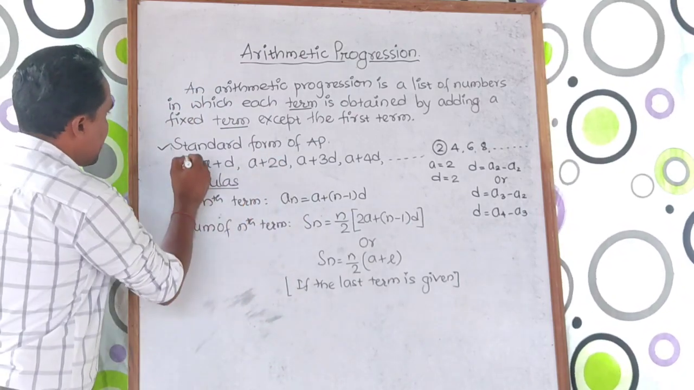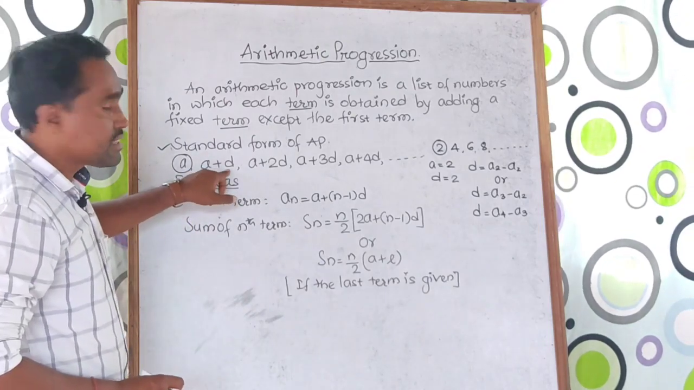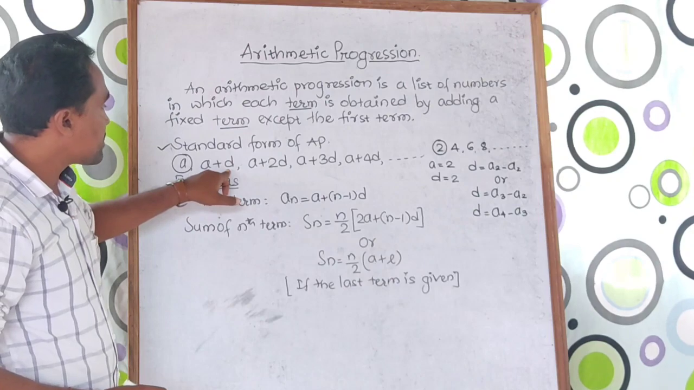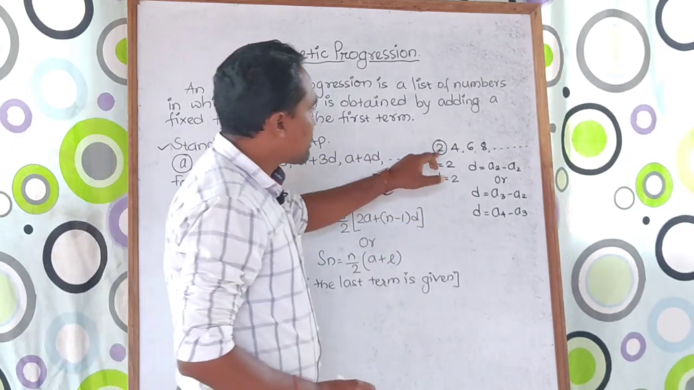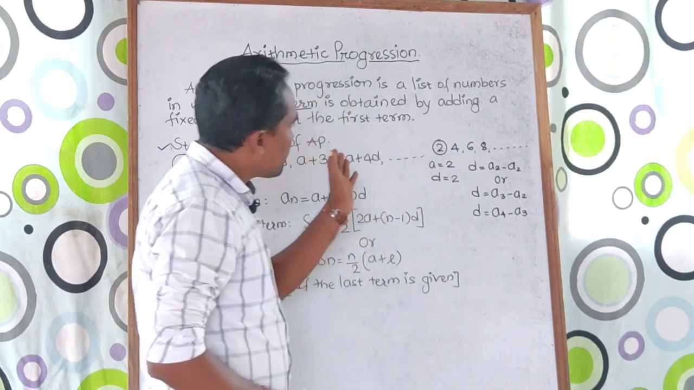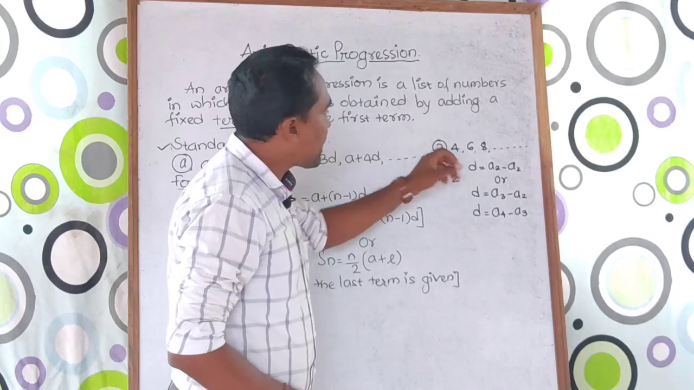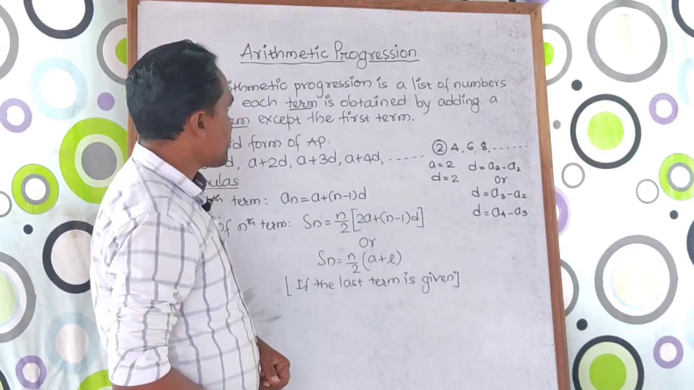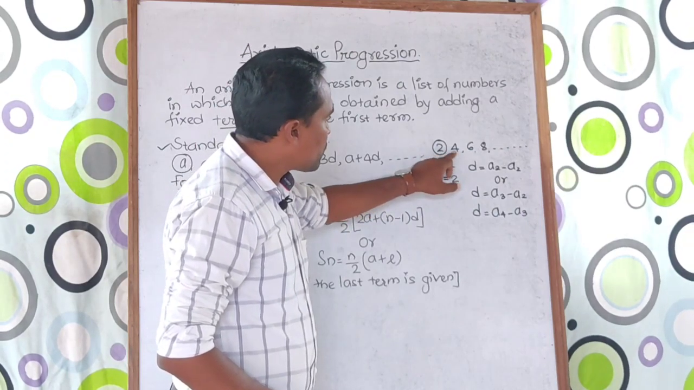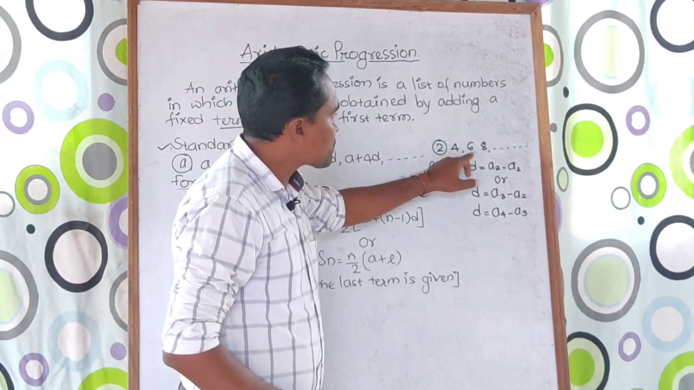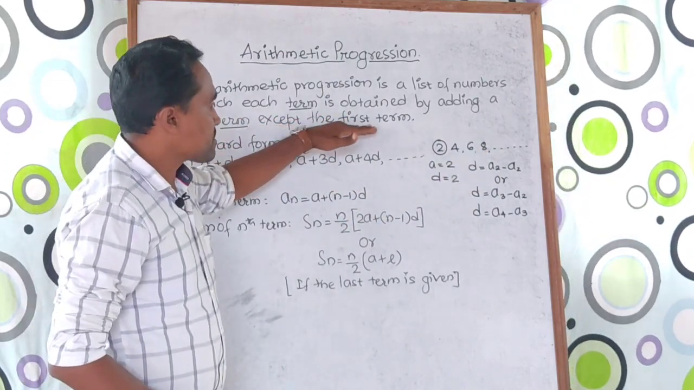And remember, A is called the first term as A1, A plus D is called the second term, and this is the third, fourth and fifth term. Look at here, these numbers are the list of numbers. Here every number is obtained by adding to the preceding term. Is it? 2 plus 2 equal to 4, 4 plus 2 equal to 6, 6 plus 2 equal to 8, except the first term.